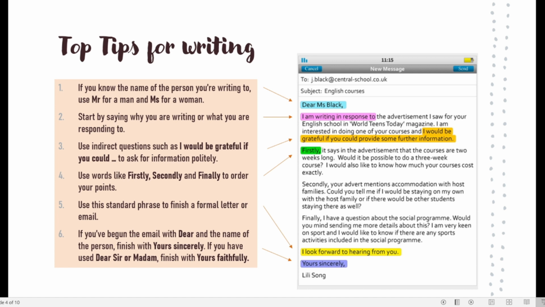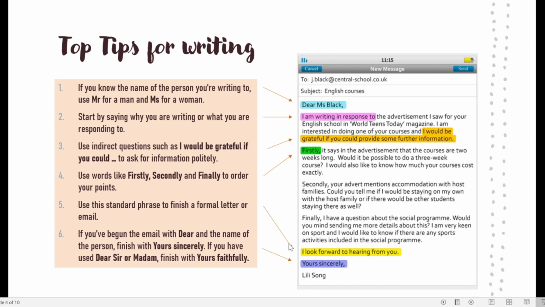And then the next one, using transitions or stating points. Use words like firstly, secondly, and finally to order your points. It's very important to let the readers know the information from the email. Of course, it is very helpful for the reader to gain more information from your email by looking at these stating points. And then use a standard phrase to finish a formal letter or email.